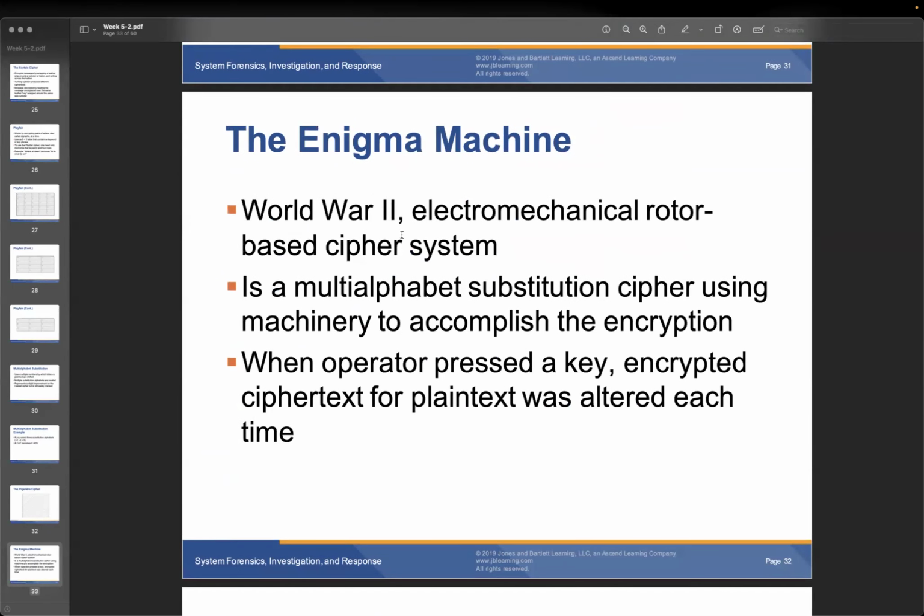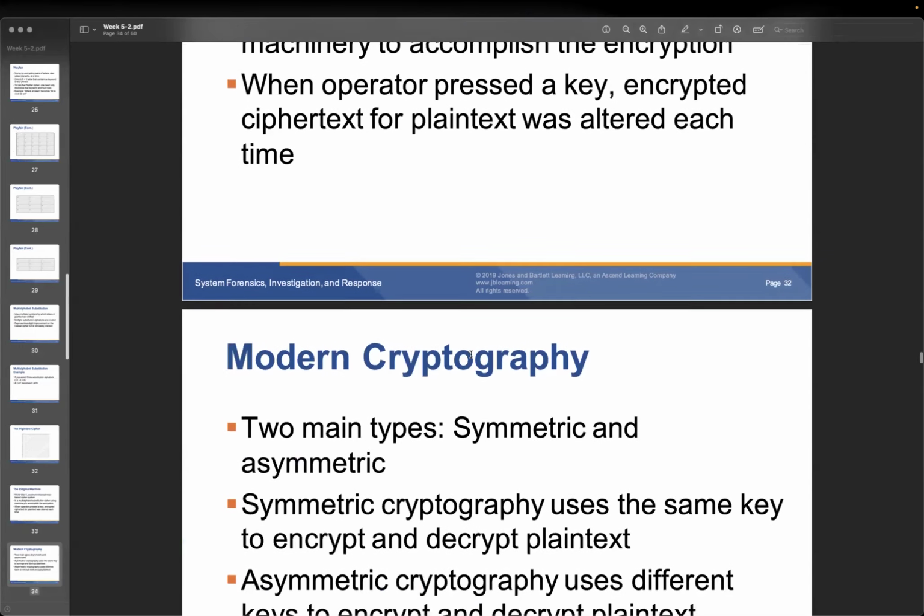The Enigma machine. In World War II, we had an electromechanical, rotor-based cipher system. So it's also a multi-alphabet substitution cipher. For this example, we use the machinery to establish the encryption. When the operator presses a key, the encrypted ciphertext from the plain text will be altered each time. So this is how it looks.